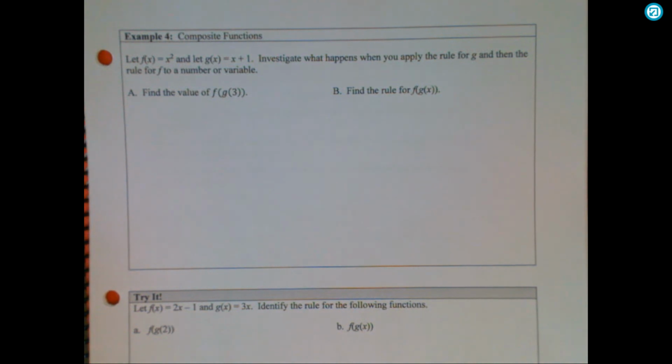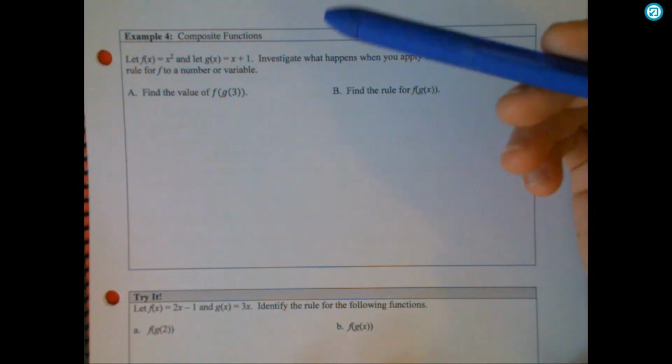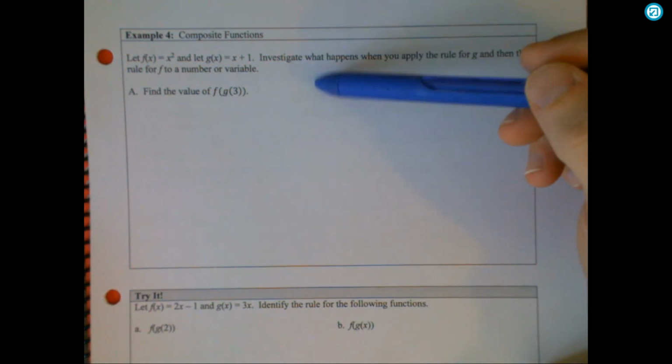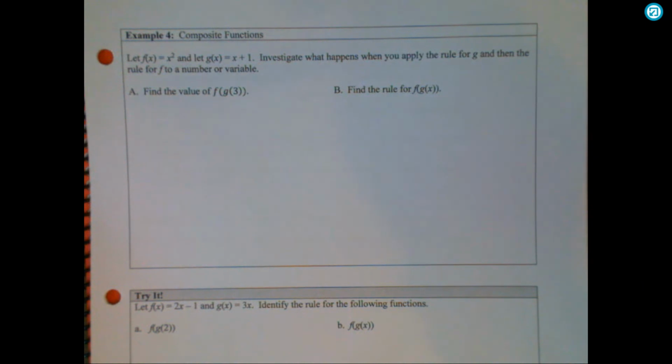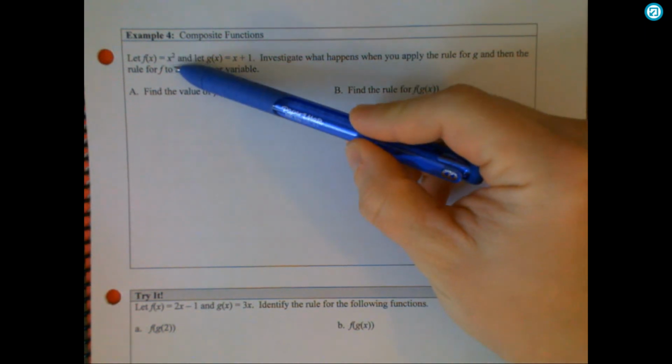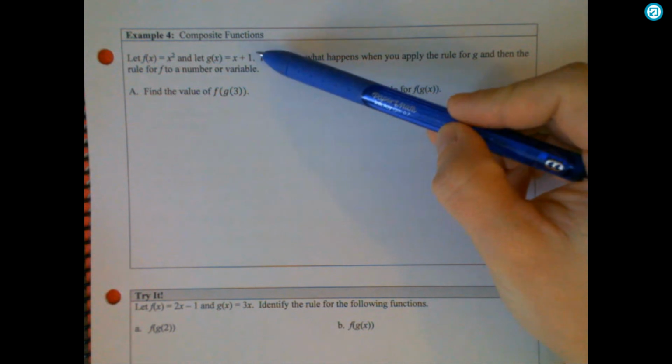Example 4 of section 5.5 is really where the Algebra 2 comes into play as far as this section is concerned. So example 4 deals with what's called composite functions. So you're taking two functions and you're combining them. Okay, you're kind of like putting one inside the other. So here they give me f of x is x squared, g of x is x plus 1.